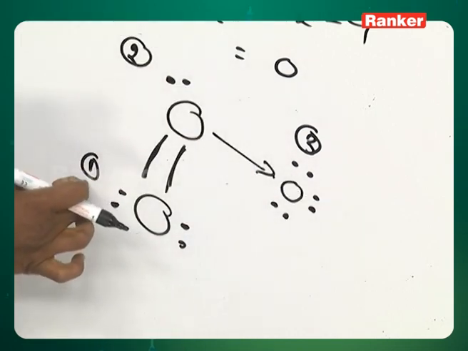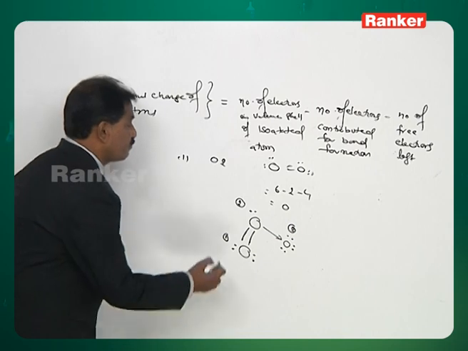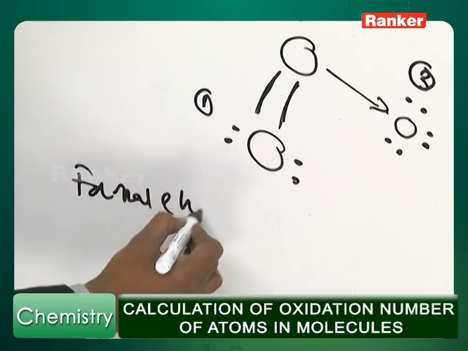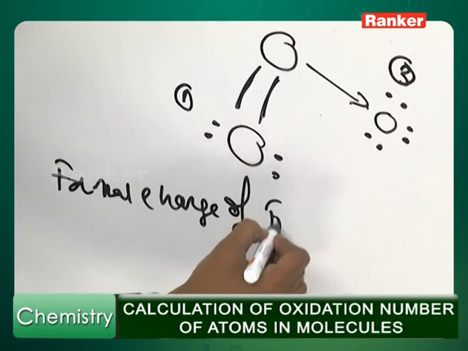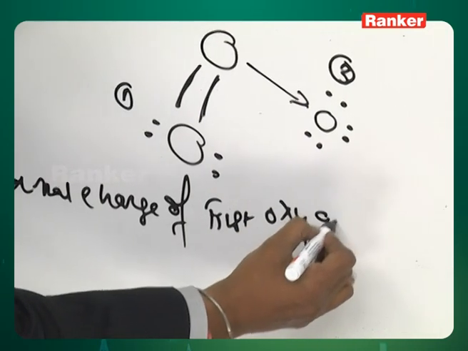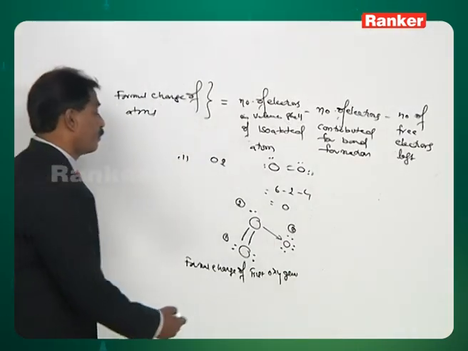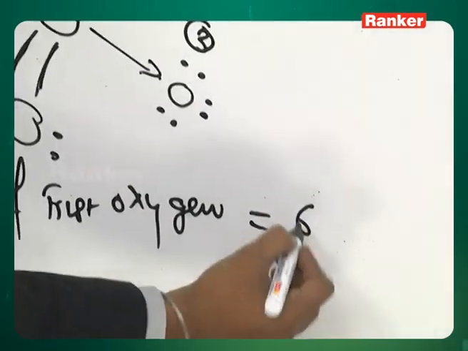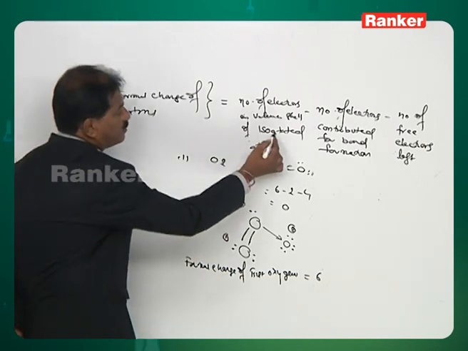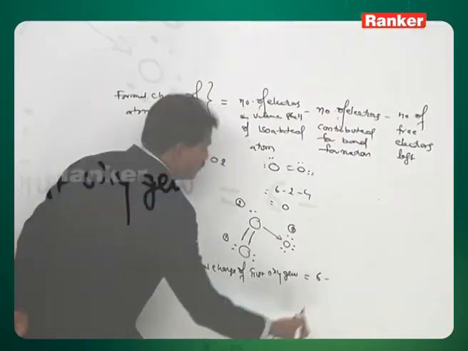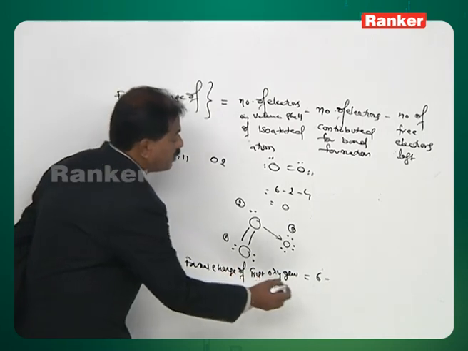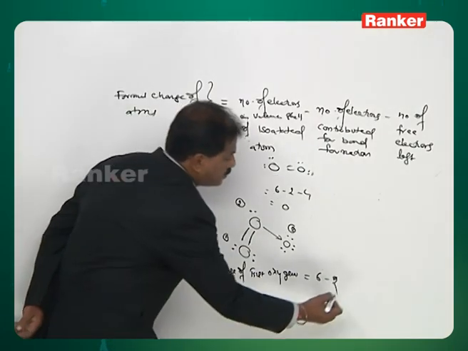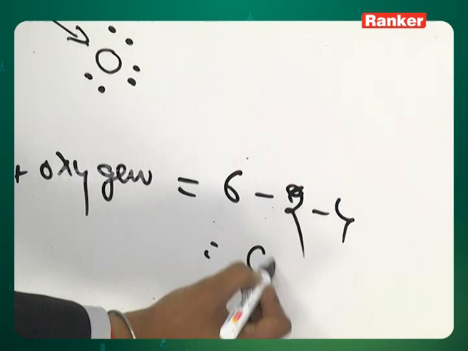First, I am calculating the formal charge of this first oxygen. Number of electrons present in the valence shell of the isolated atom. Next, minus number of electrons contributed for bond formation, 2 electrons. Next, number of free electrons left. Therefore, formal charge here is 0.